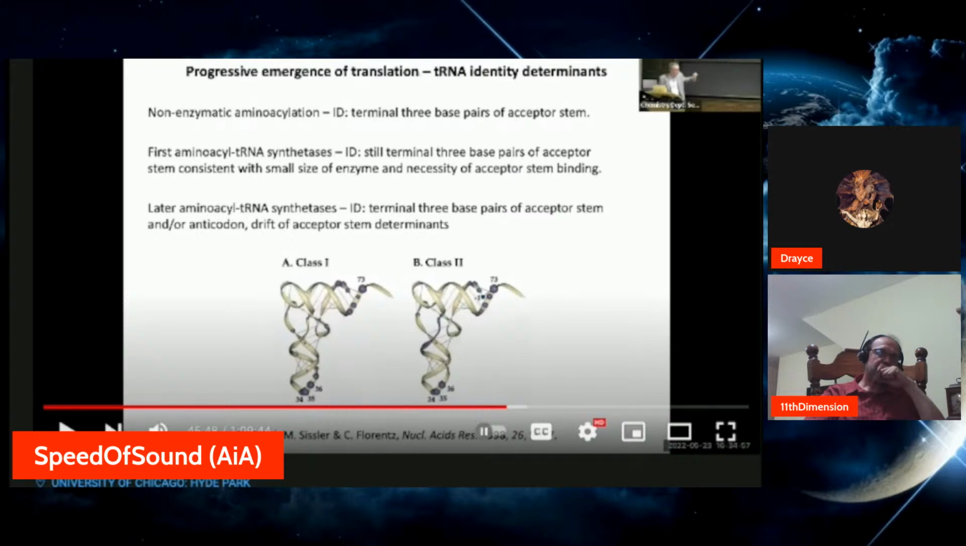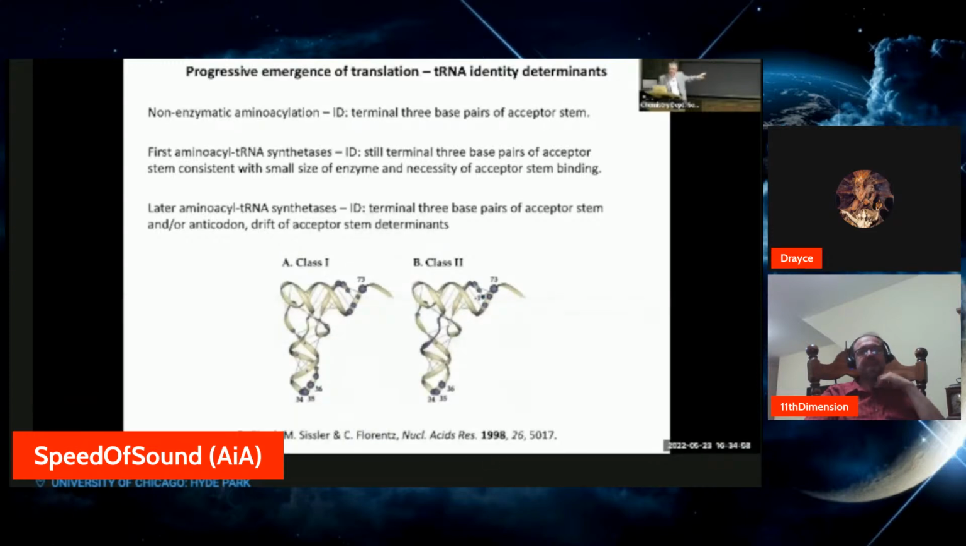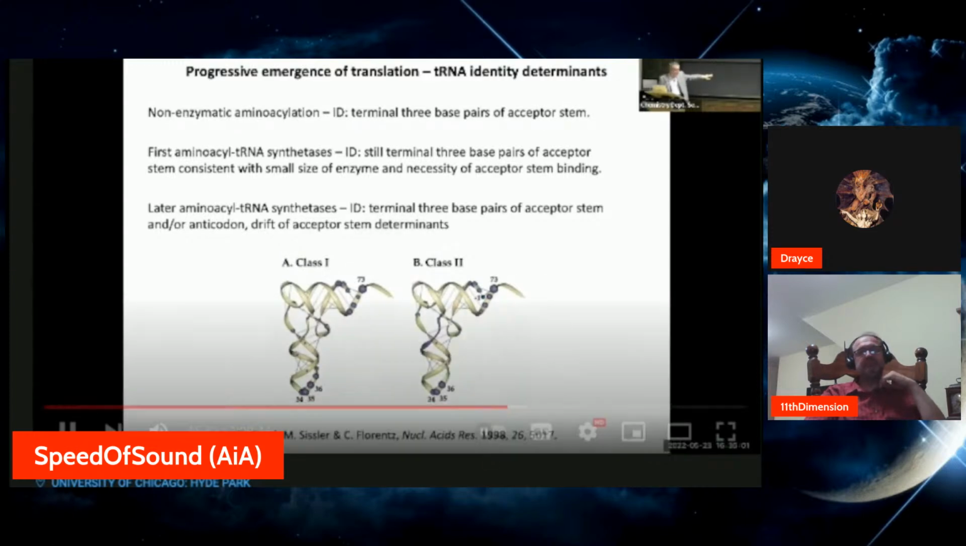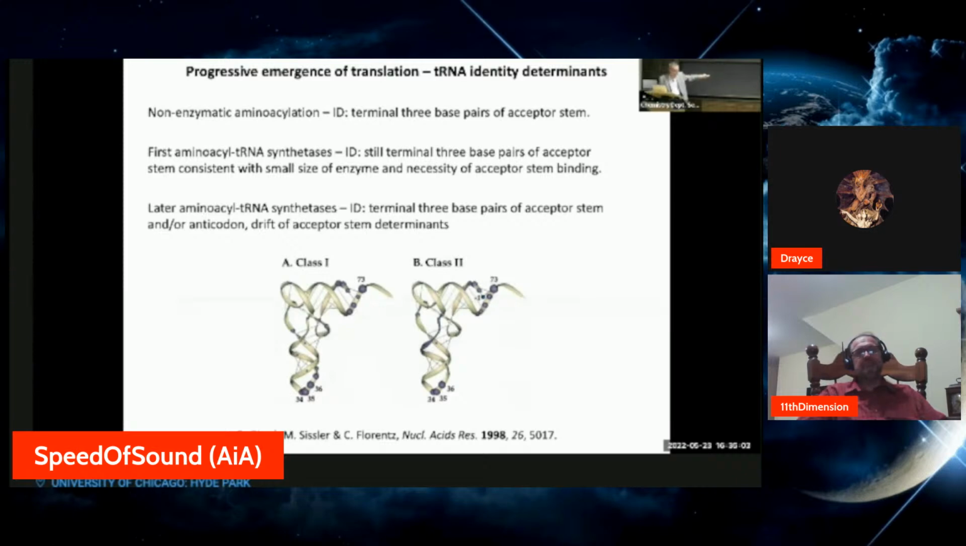Where the identity determinants are clustered, if you look at RNA species now, they're clustered both in the anticodon loop and in the acceptor stem, in particular in the last 3 residues of the stem region of the acceptor stem. So the earliest aminoacyl tRNA synthetases were presumably smaller than the modern ones we now see. They have to do chemistry at the acceptor stem, so it's much easier for them to recognize identity determinants at the acceptor stem than it is for them to see identity determinants in the anticodon loop.